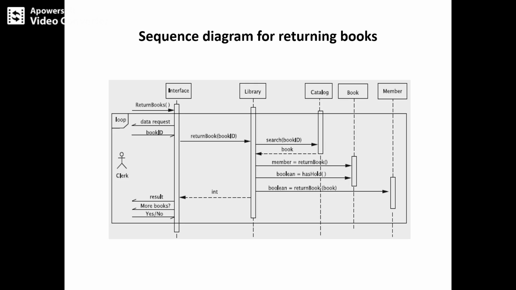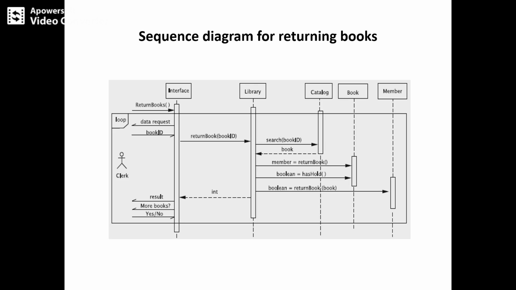So the customer again will ask the library staff, who asks for the details about the book ID. That is the data request sent by the system process. Then return book depends upon the book ID, which will be searched in the catalog. So the member object, the member of the book, is checked through the variable has hold: is there anybody holding another book? That will be checked in the book classes. Then the boolean type is returned. Yes, this one book has been returned, another book has been returned, like that. So the repetition will be started.